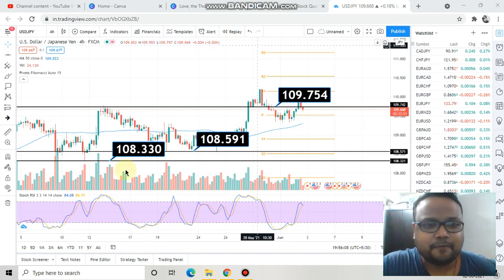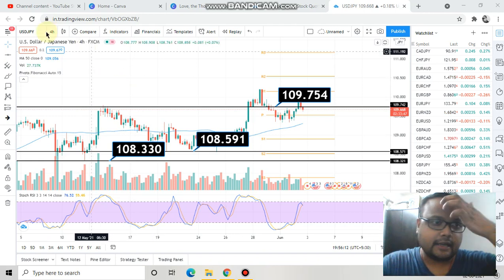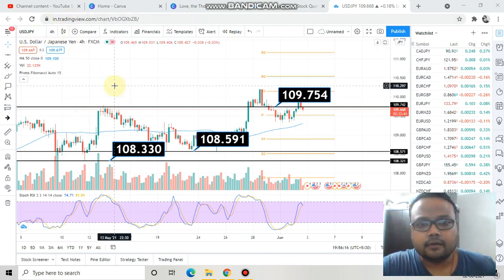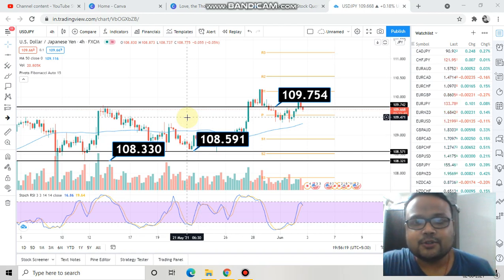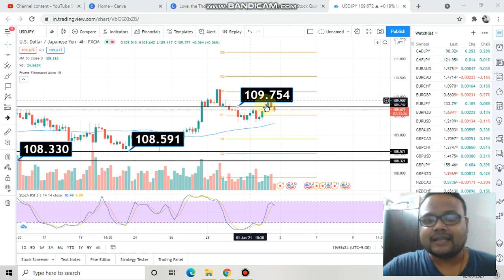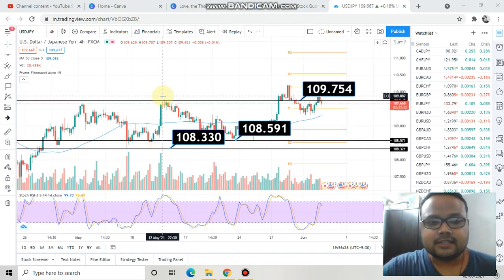So let's get started. This is the chart of USD JPY, US dollar Japanese yen, and I'm in the 4 hours time frame. If you recognize these lines, then I'm extremely sorry, nothing has changed, because you can see that market is still struggling to cross this resistance level. Anyways, let's do the analysis first.